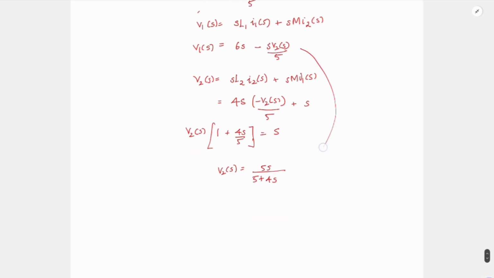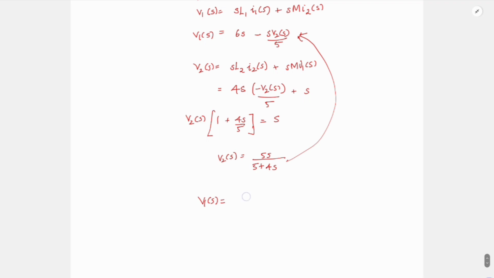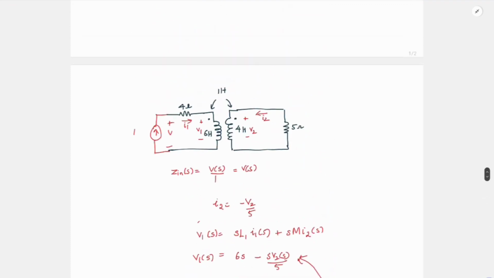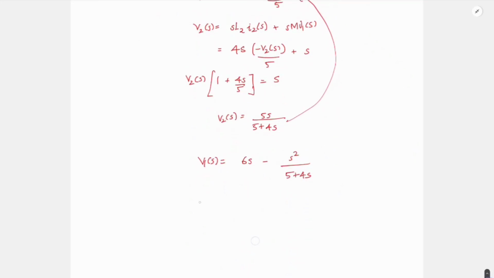Now I need to substitute this here. My V1 of S is nothing but 6S minus 5S squared by 5, where the 5 cancels, so S squared by 5 plus 4S. This is my V1 of S. What is my V? It is I1 into 4 plus V1, so V is 4 I1 of S plus V1 of S. I1 of S is just 1, right? So my V of S is 4 plus 6S minus S squared by 5 plus 4S.